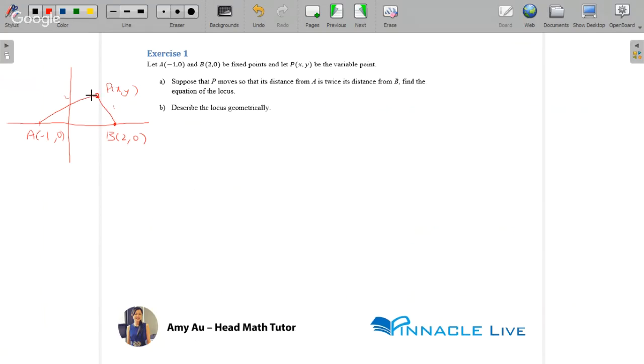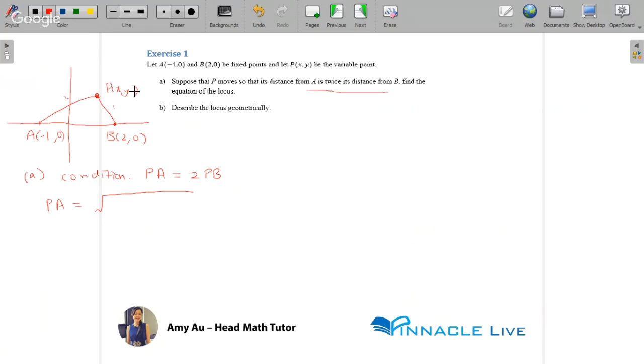Okay. So we are trying to figure out what is the equation or the locus that fits that description. PA is twice PB, and we want to find out how that moves. So let's have a look. The first step in any locus question is to identify the condition, which is expressly written in the question. So PA is twice PB, the distance from A is twice the distance from B. Once you've found the condition, because it's a distance condition, let's apply the distance formula.